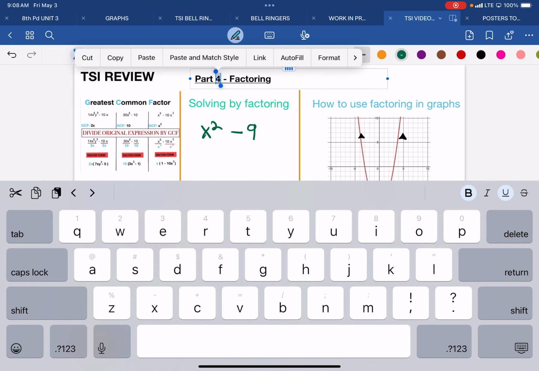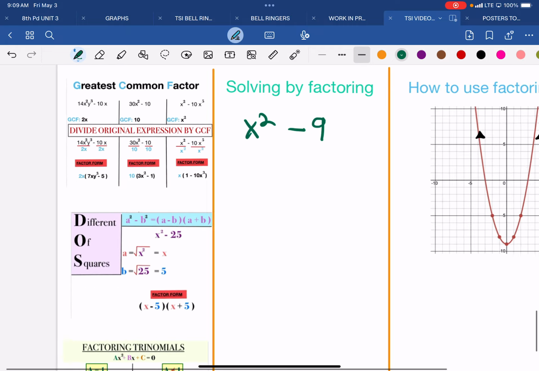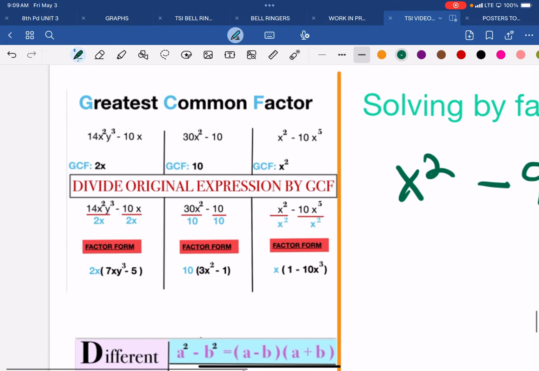Hello, everybody. This is TSI Review Part 5, Factoring. I'm going to make this a little bit of a quick video because we've been doing factoring quite a bit.